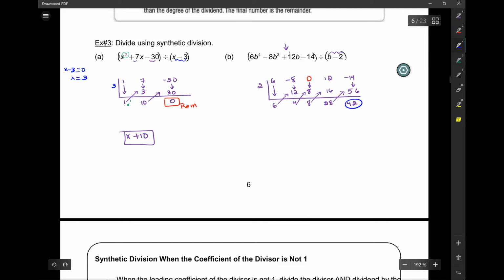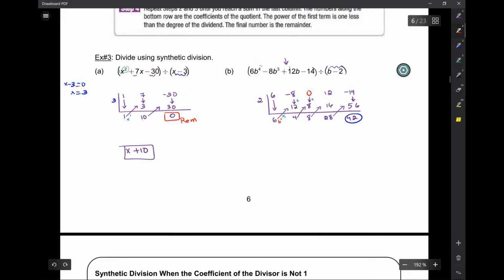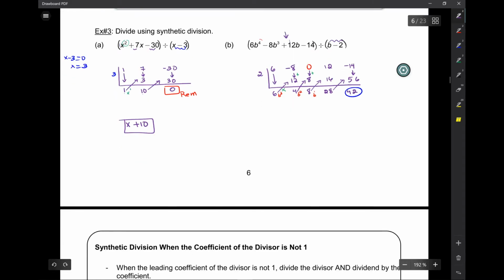So the reason why I do my arrows this way is the ones that are going like this, the diagonals, are like multiplication, and then the vertical ones are pluses. So that's a way to remember. Now, here I had b to the 4. Remember, it gets reduced by 1. So here I'm going to get b cubed, b squared, b to the 1, and so on. So my quotient will be 6b cubed plus 4b squared plus 8b plus 28 plus the remainder of 42 over the divisor b minus 2.